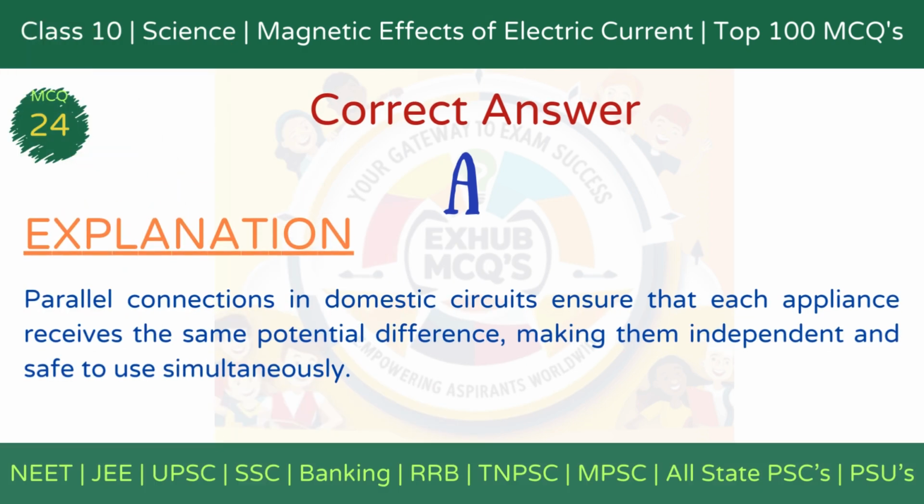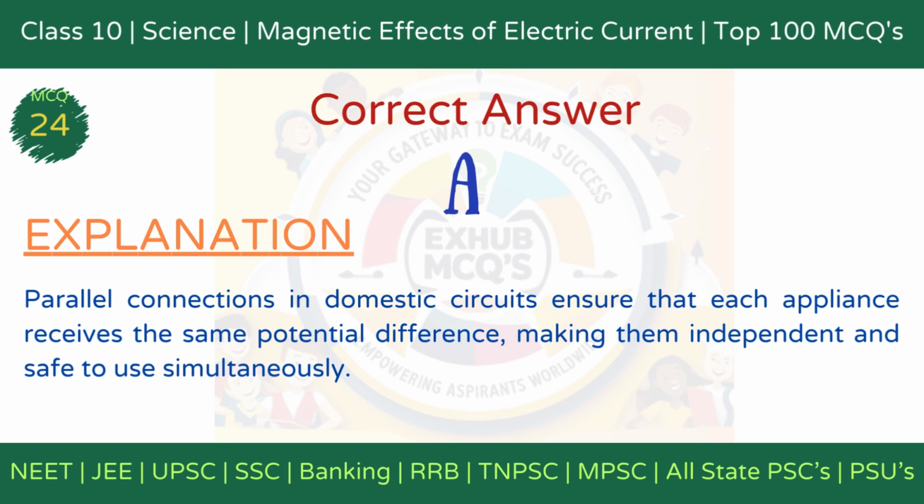The correct answer is option A, equal potential difference across appliances. Explanation. Parallel connections in domestic circuits ensure that each appliance receives the same potential difference, allowing them to operate independently without being affected by others.